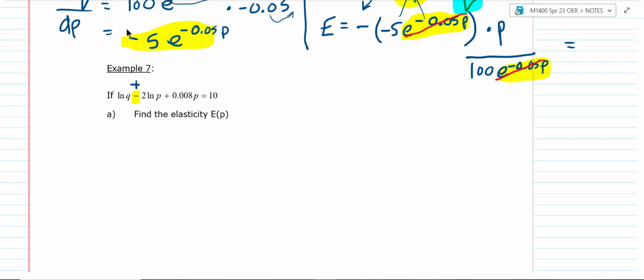So you're going to have the equation ln q plus 2 ln p plus 0.008p equals 10. Now, we're going to find the elasticity, but notice this equation is not solved for Q. The last problem was solved for Q. And you cannot solve this equation for Q. Well, actually, you could, but you would make the problem an unnecessary mess. So what we can do is implicit differentiation.